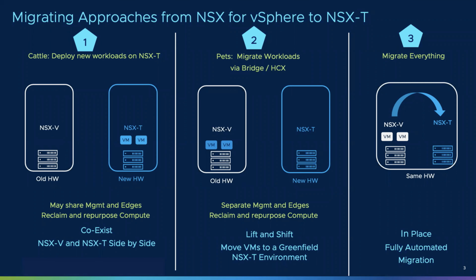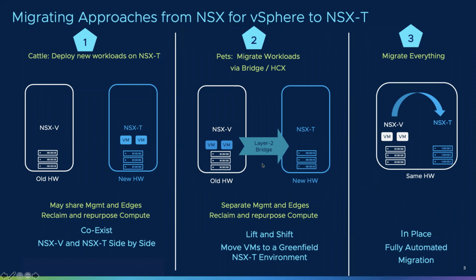The lift and shift option is similar to the coexistence approach. We will have our old NSX V running on the older hardware, and we will deploy our NSX T on the newer hardware. Once we deploy NSX T, we are going to create a layer 2 bridge, which means we are just extending layer 2 between NSX V and NSX T. We can use either the layer 2 bridge from NSX, or we can use HCX for this type of deployment.